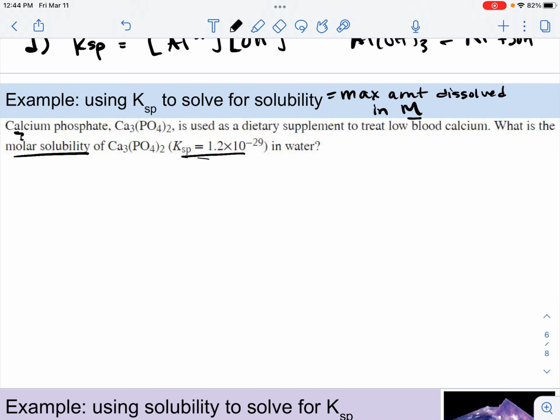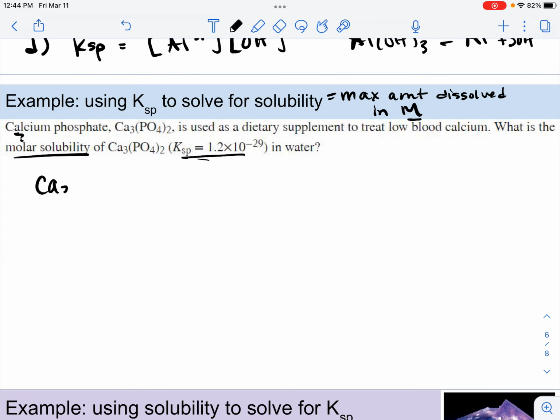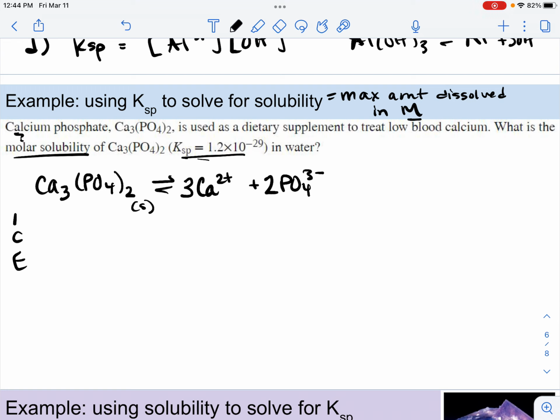So the first thing I'm going to do is write my ICE chart. This is your best friend, so always write your ICE chart. So write your equation. Solid calcium phosphate forms calcium 2+ ions and phosphate, PO4 3- ions. Balance the equation from the subscripts to the coefficients. So this would be 3 calcium and 2 phosphates. I'm going to make my ICE chart. This is a solid, so I'm ignoring it.